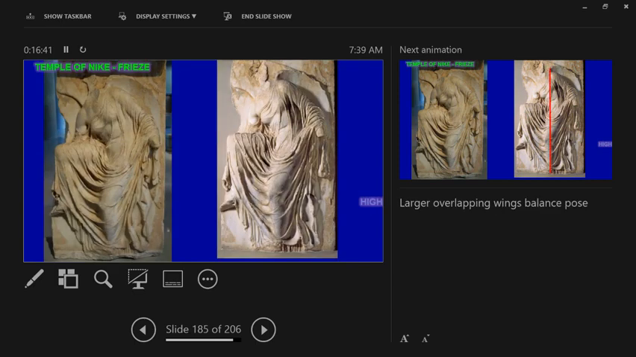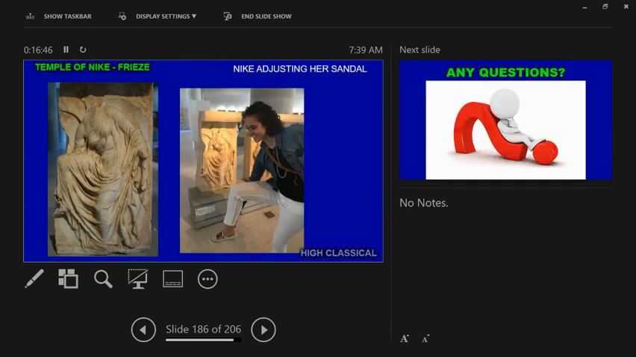And one particular relief right here is called Nike adjusting her sandal. Nike is bending over. Her arm is going down to her foot. She's lifted her leg up to adjust her sandal. But again, you can see how the fabric of the body, just like with the Elgin marbles, both clothes and reveals the body underneath. You can really get a sense of her leg and her torso under the fabric.